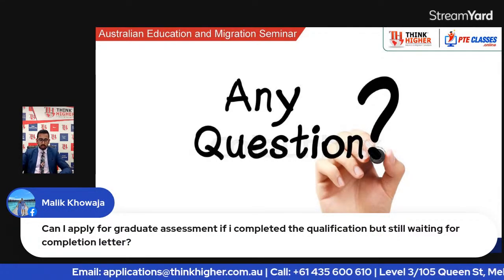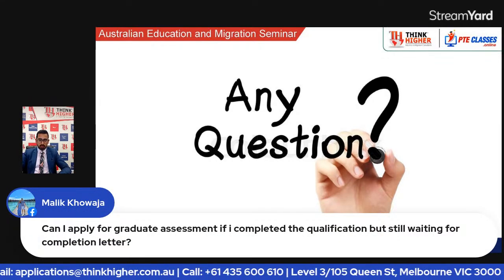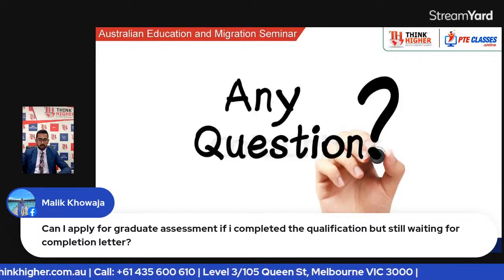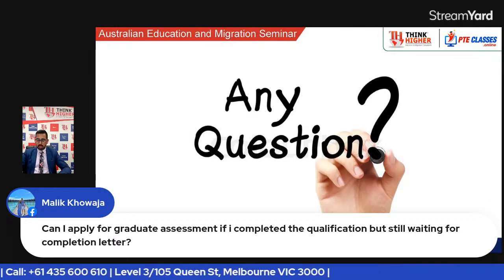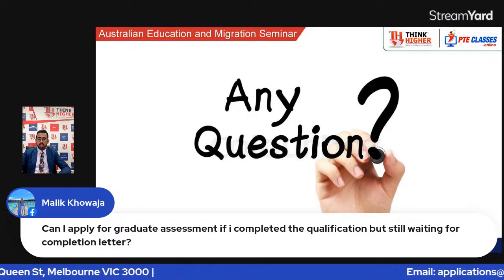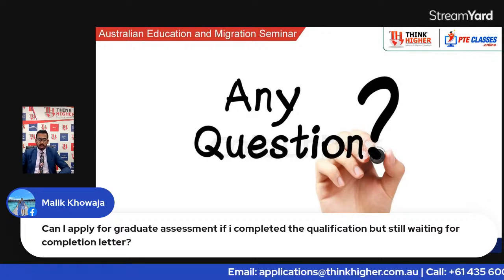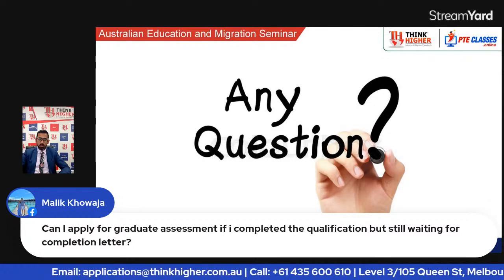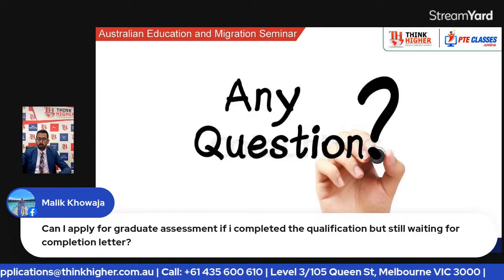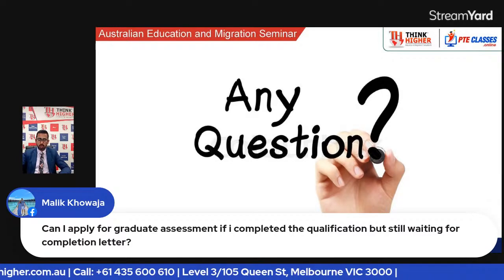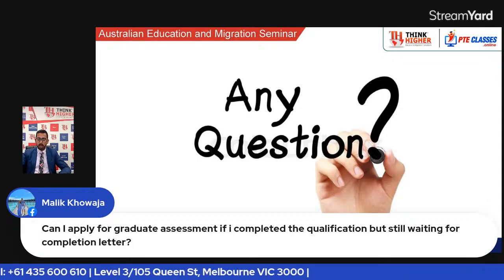Malik has asked another question. Can I apply for graduate assessment if I have completed the qualification but still waiting for the completion letter? Yes, Malik. So you can apply. You can apply at least 4 weeks prior to completion of your studies. That will save your time. That's what the NMAC policy is, for those who are graduates or will be graduating in the near future. They can apply 4 weeks prior to their completion.